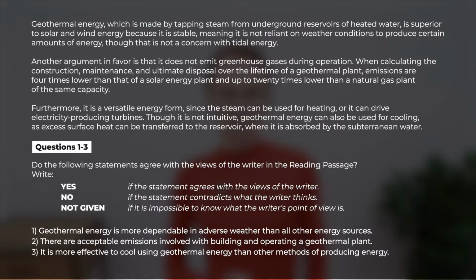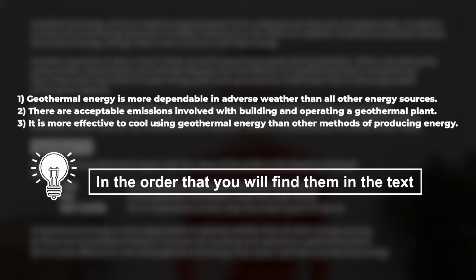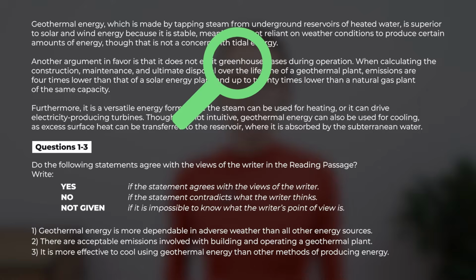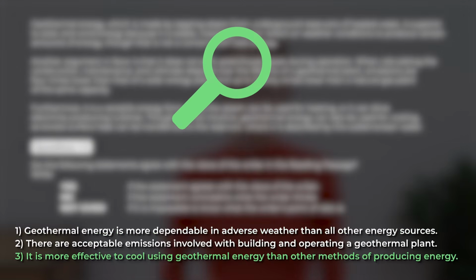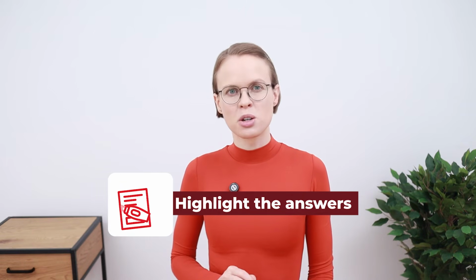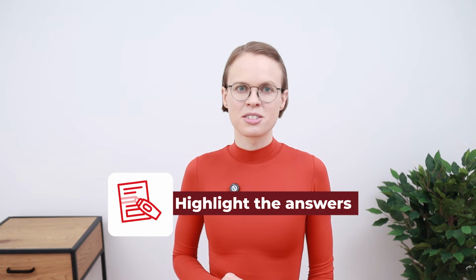Additionally, when trying to solve these questions, it's important to know that they are usually in the order that you will find them in the text. That's really useful when you are having a hard time deciding on an answer. Look in the text for evidence for the question before or after the one you are stuck on. That way, you have a lot less text to read. A useful tip is to highlight the answers as you find them, so it's easier to know where to start looking for the next answer.